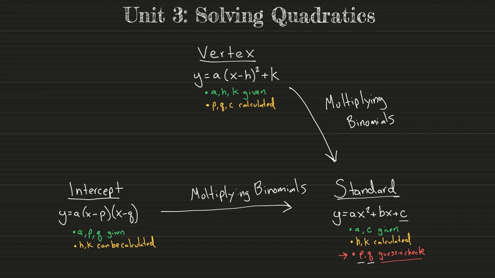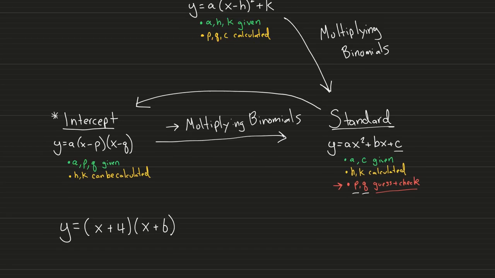Well, when we look at these three forms, which form is P and Q the easiest in? Of course, that one is intercept form. So we want a way to go from standard to intercept. We want to be able to convert those. In fact, by going one direction and multiplying binomials, we've unlocked how to do this. Here is an example.